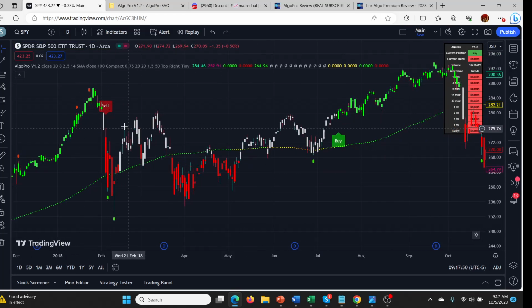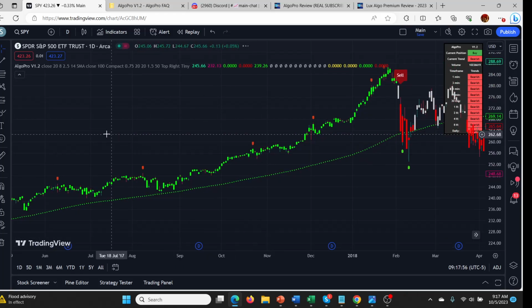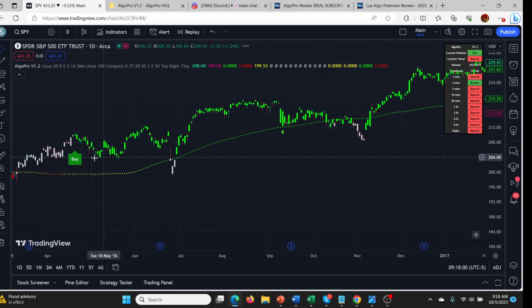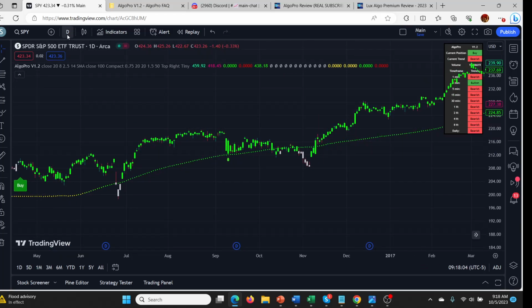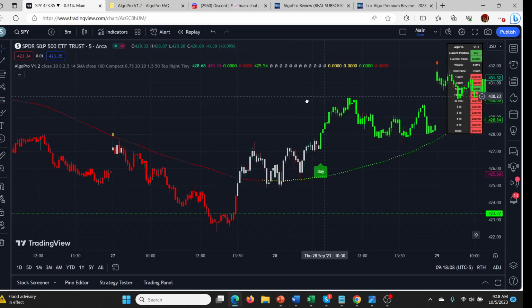Big drop here. Who knows what would have happened? There's a chance that this wouldn't have triggered a take profit. I'm not really sure at this point. But this will probably be another long green signal as well. Yeah, so you can see this definitely works. However, things get more hairy when you drop to the 5 minutes. So let's have a look for the intraday traders.